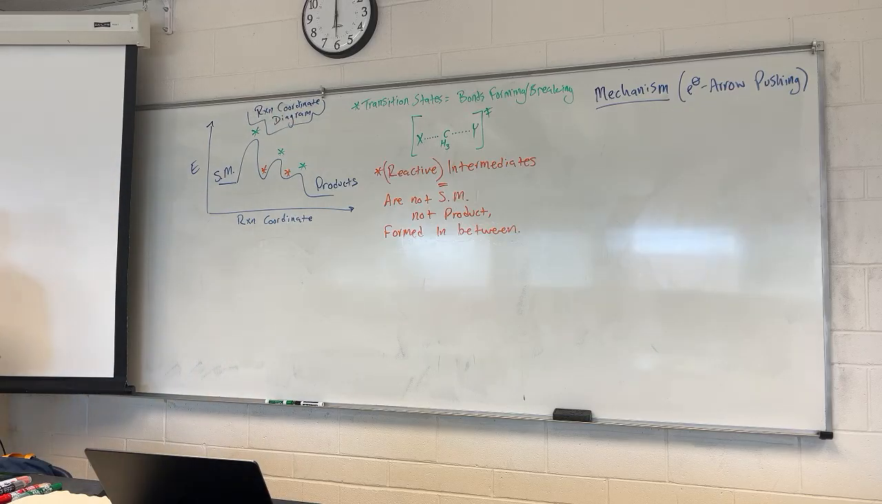We'll add to the reaction coordinate diagram the electron arrow pushing mechanism. How do the bonds break? How do the bonds form? When do they form? Where do the electrons come from? Where do the electrons go? What does mechanism mean?